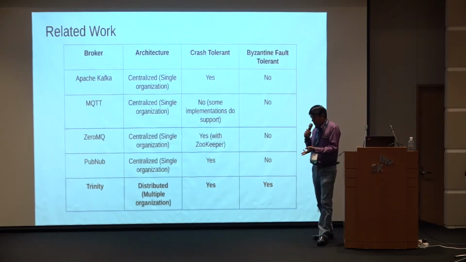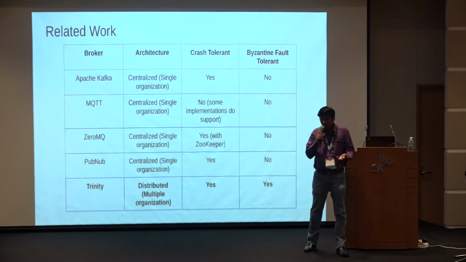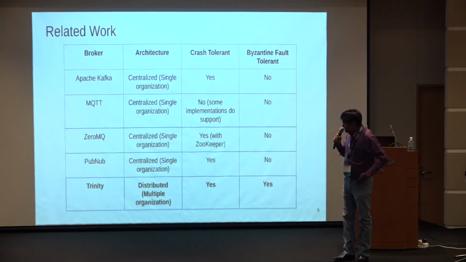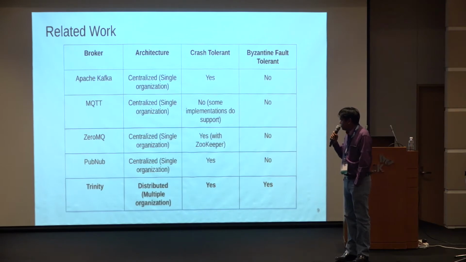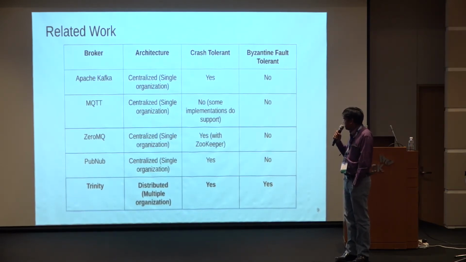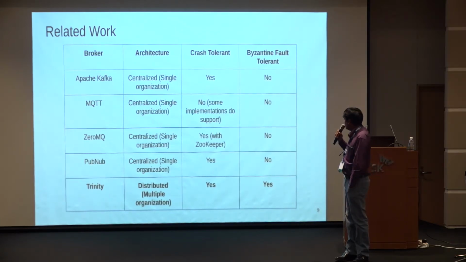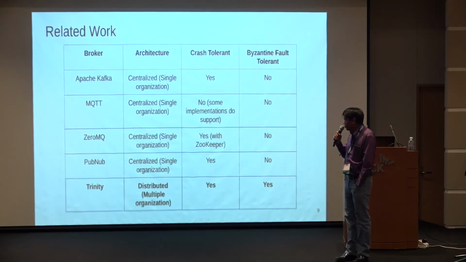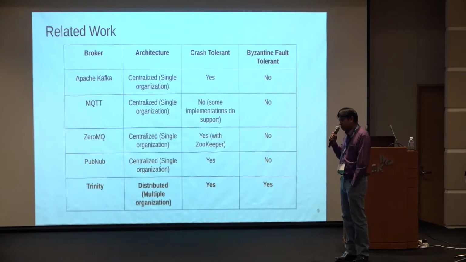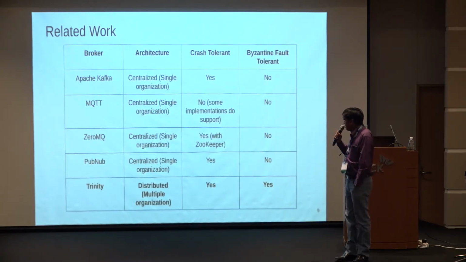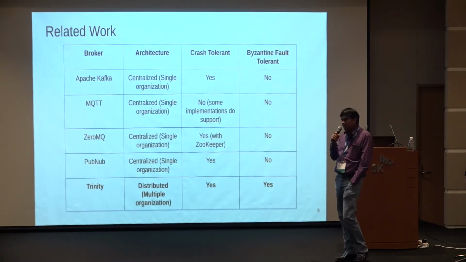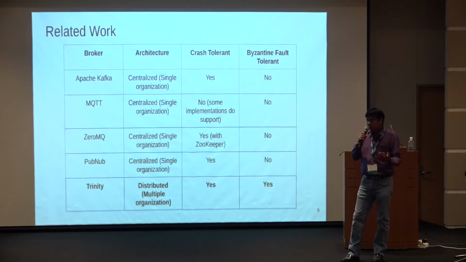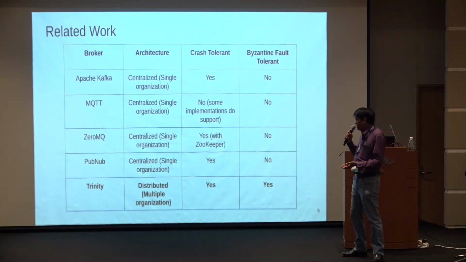This is what we want to solve, but what is already out there? If you look at the state of the art in this PubSub broker space, you have Apache Kafka, which is a centralized broker. These brokers can handle fault tolerance, but they cannot handle Byzantine fault tolerance. The other brokers are MQTT, ZeroMQ, and PubNub, which is also a company providing PubSub service. All these brokers can deliver messages to different parties, but they are all centralized.